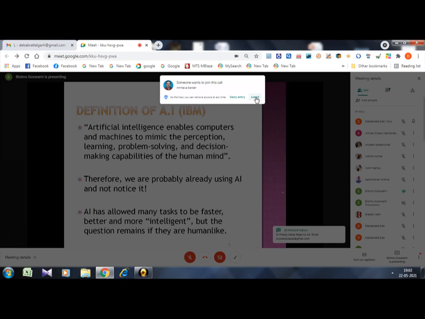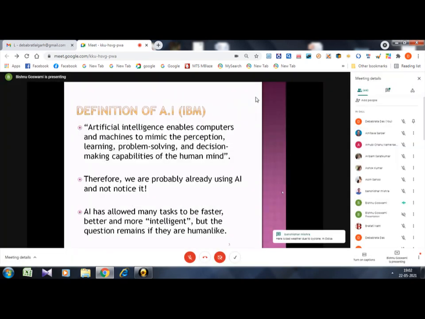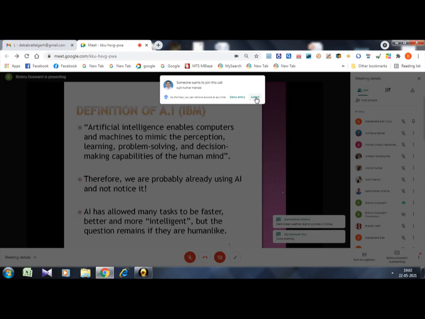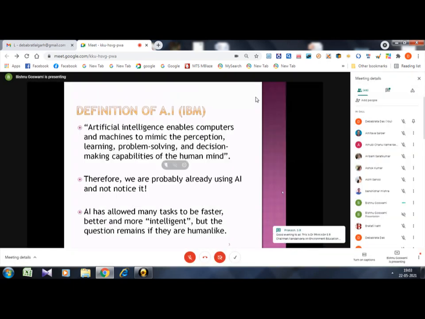This artificial intelligence has allowed many tasks to be faster, better, and more intelligent, but the question remains if they are human-like. There is a debate on the topic of whether AI is really intelligent or not, but we will not go there. But it has allowed many tasks to be faster, better, and more intelligent.